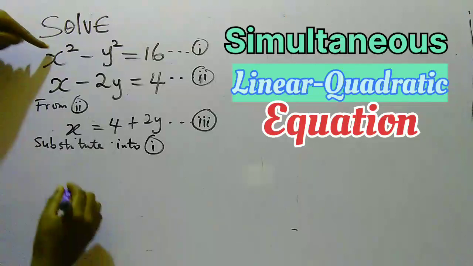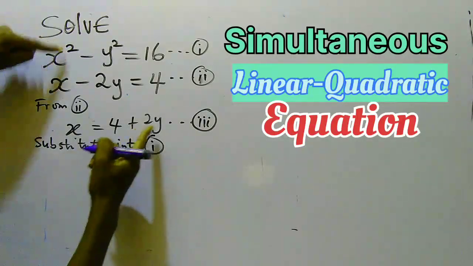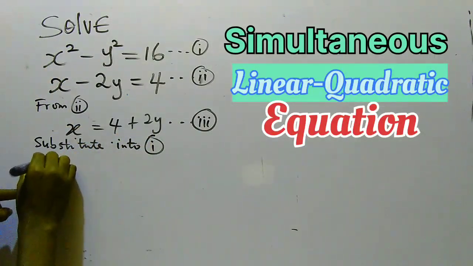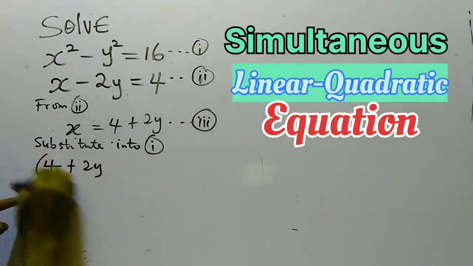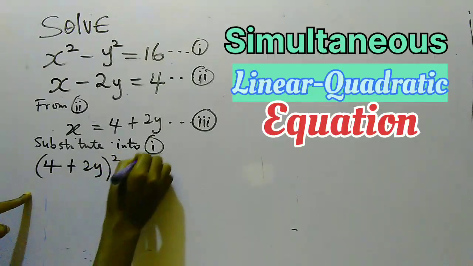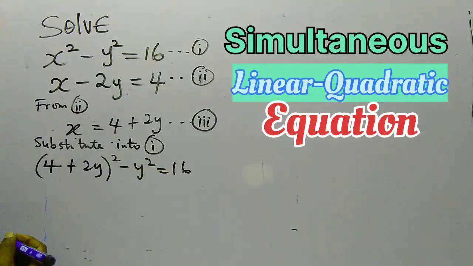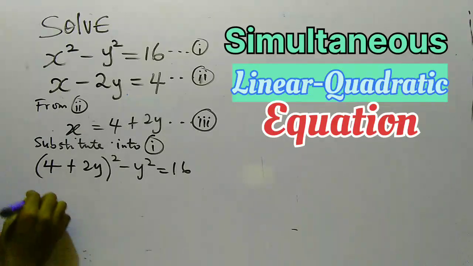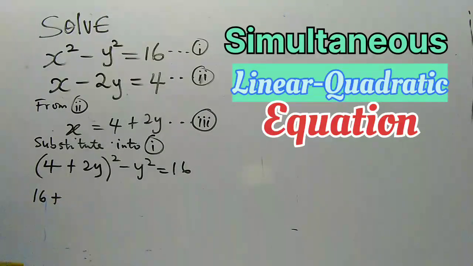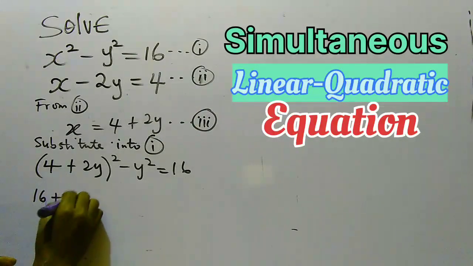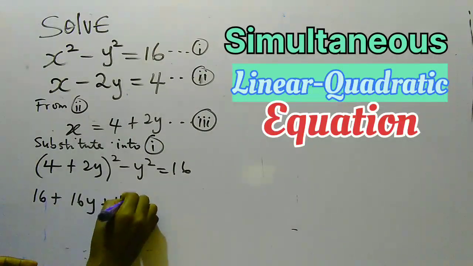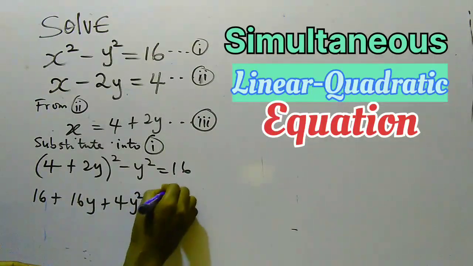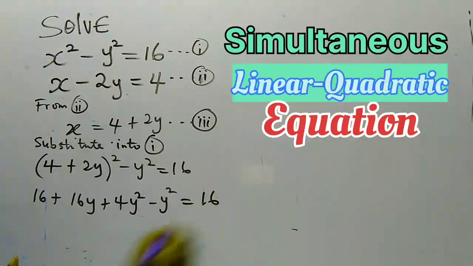So this is our equation 1 now, which says x squared. Then our x squared now will be 4 plus 2y, all squared, minus y squared equals 16. And then let's expand this. If we expand this, this will give us 16 plus 16y, and this will give us 4y squared minus y squared equal to 16.